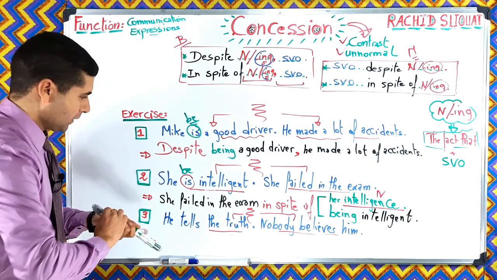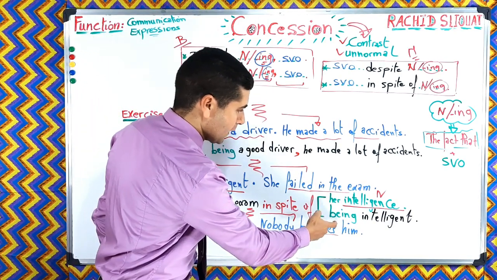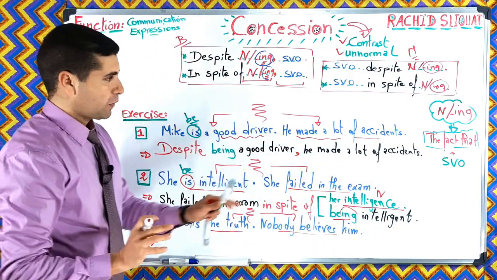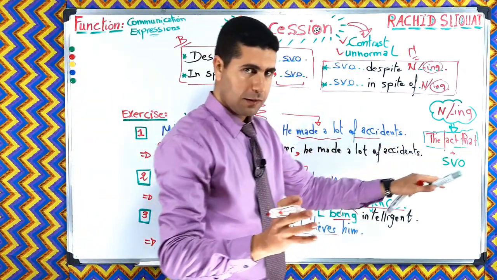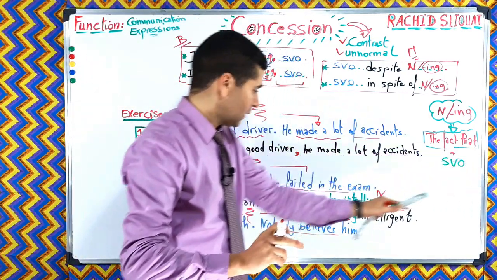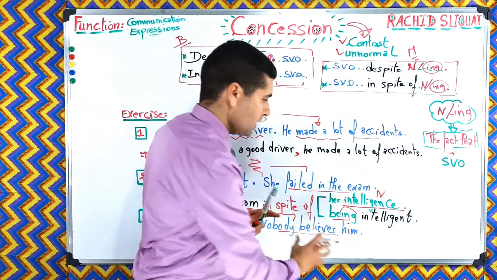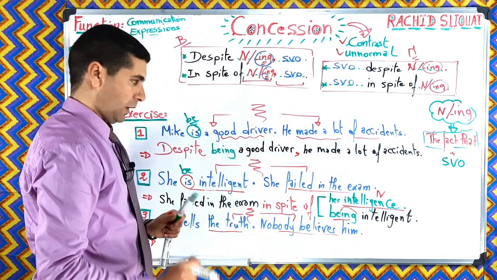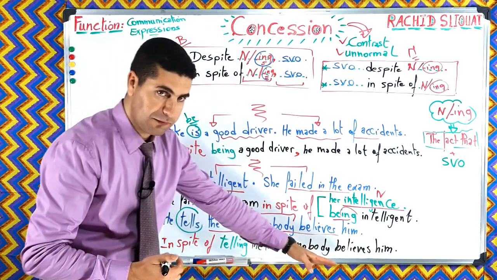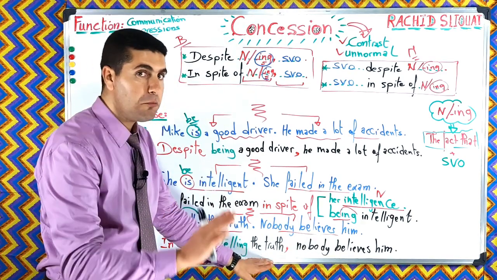Number 2, she failed in the exam in spite of being intelligent, the ing form. Here we have the ing form, and here we have the noun. Also, we can use the fact that plus sentence. For example, in spite of the fact that she is intelligent. So this is in case, as I said, if you don't know how to use this. All right, let's see number 3. In spite of telling the truth, nobody believes him. Also, we can say despite telling the truth, nobody believes him.